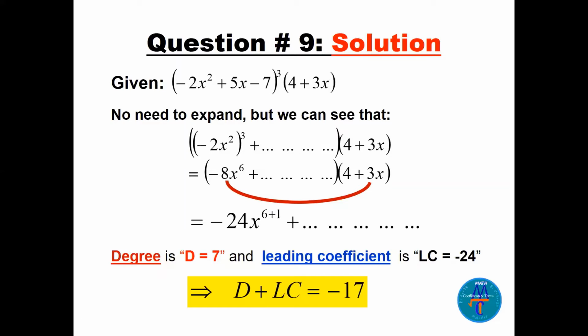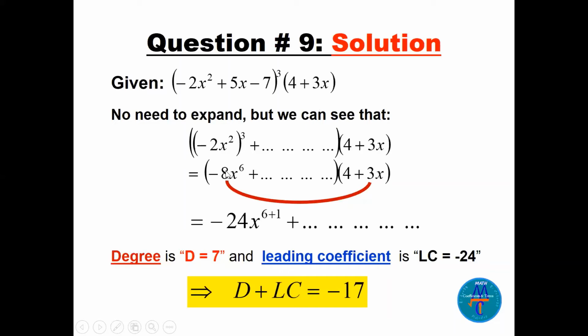So it's very long. But what we need here is we cube the first one, the highest. So minus 2x squared all cubed. This is x power 6, this is minus 8. And then we have here many terms. Don't worry about that. We don't care. Multiplied by 4 plus 3x.